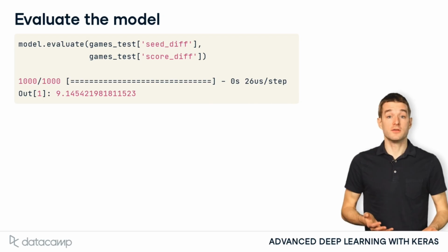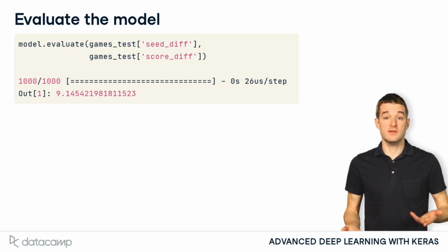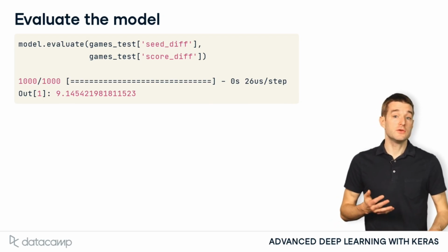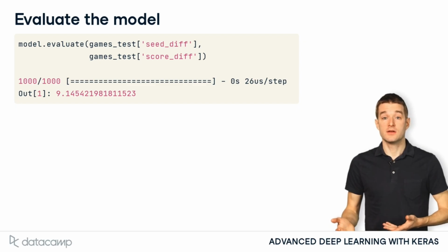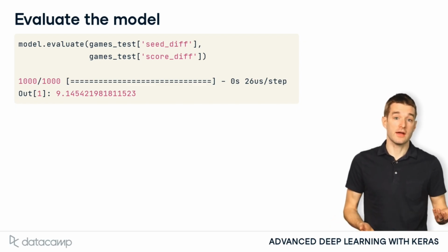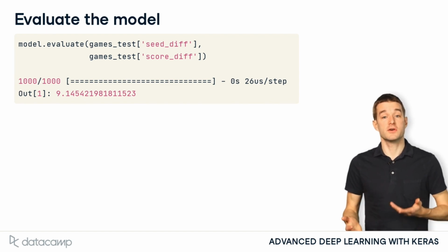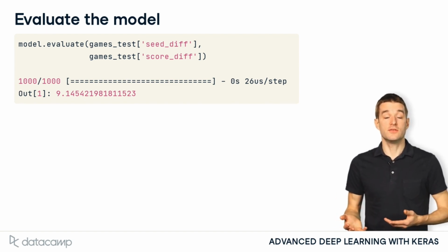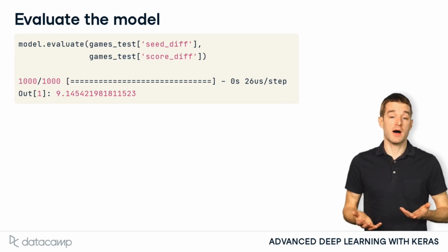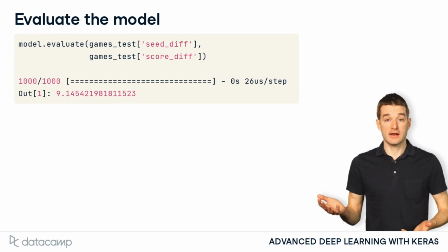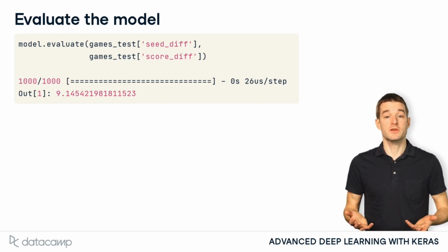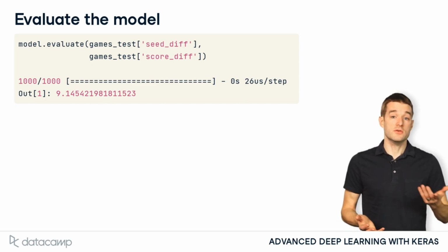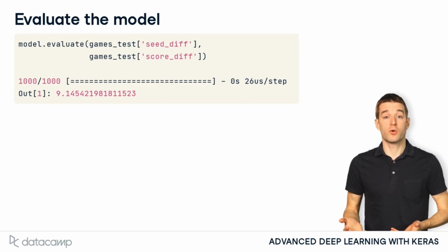Once you fit a model, it is useful to evaluate it on new data. Even if you use a validation set during training, you often want to do a second check using a new data set to make sure the model is predicting as expected. To do this, you can use the evaluate method of the model and pass it the x and y variables from the new data. When you do this, Keras will report error metrics on the new data.